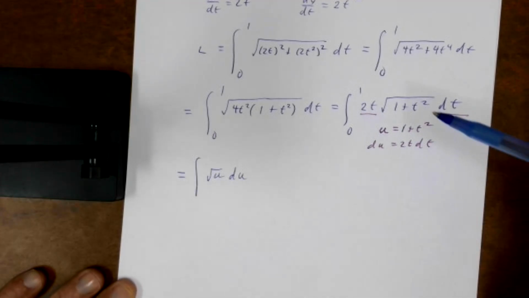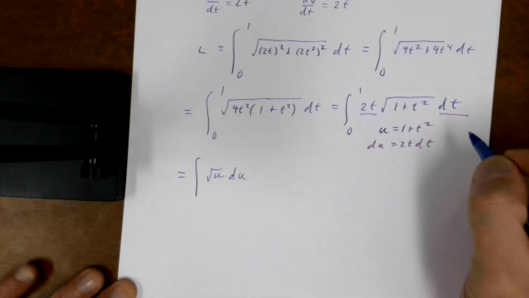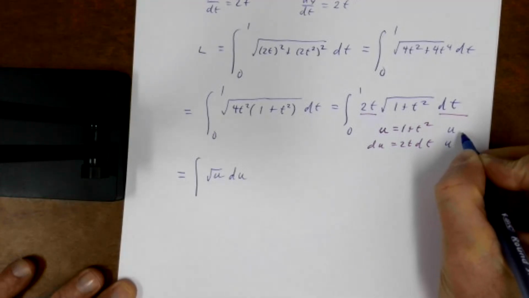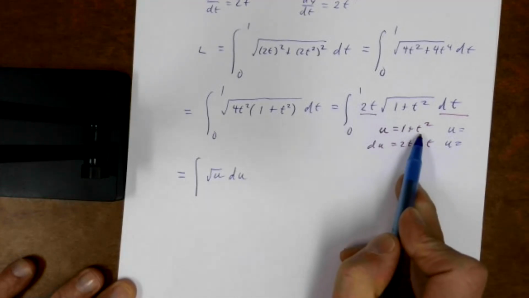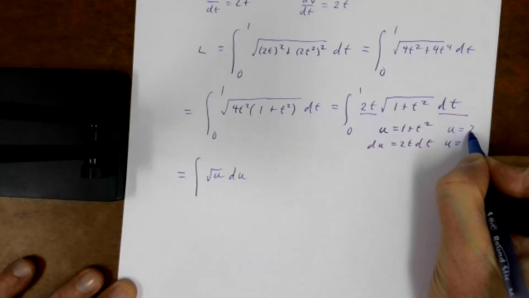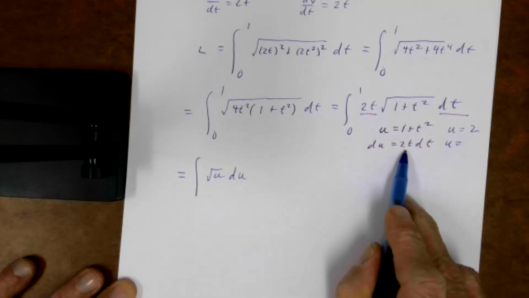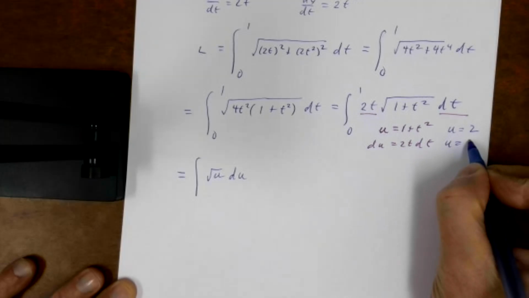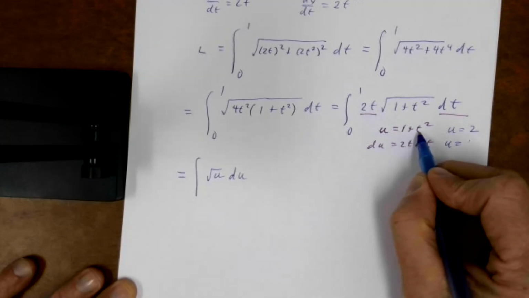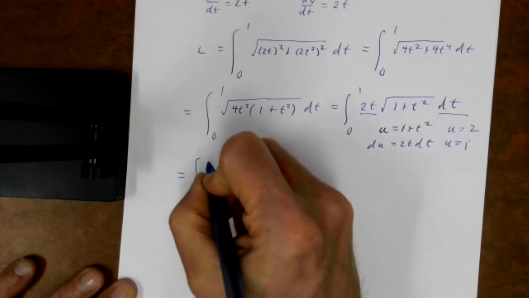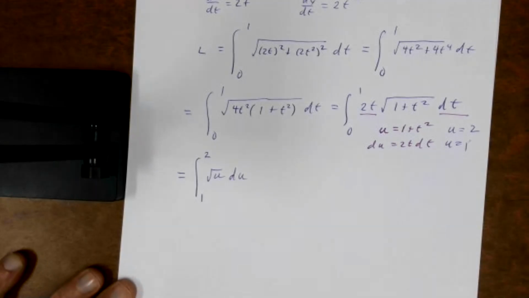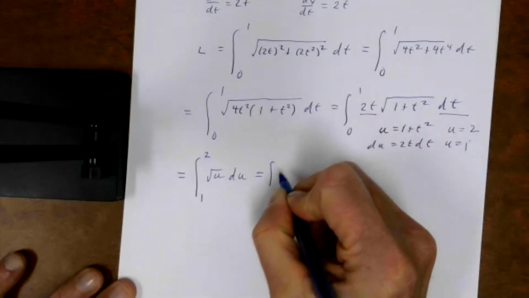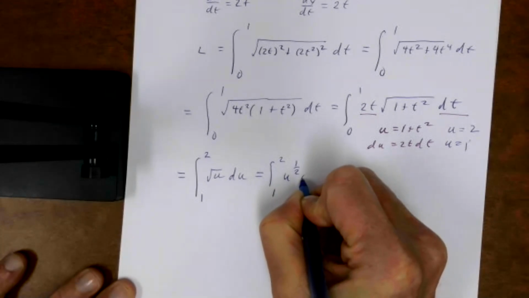My limits do have to change. I'll write to the side here. If I put 1 in, 1 squared is 1, plus 1, it's going to change to 2. And then my lower limit, putting in 0, or excuse me, I had the wrong one. If I put 0 in, I get u as 1. So that's an easy change of limits. It goes from 0 to 1 to 1 to 2, based on this u substitution. Then I can basically make it u to the 1/2.